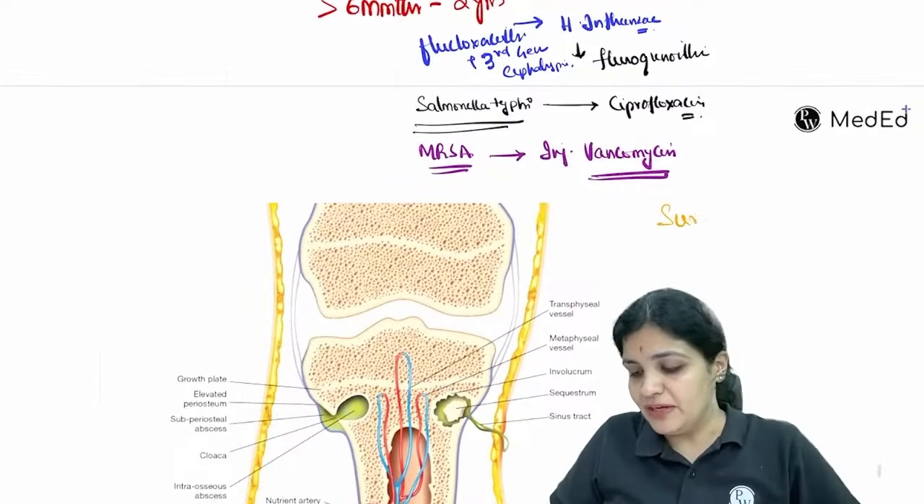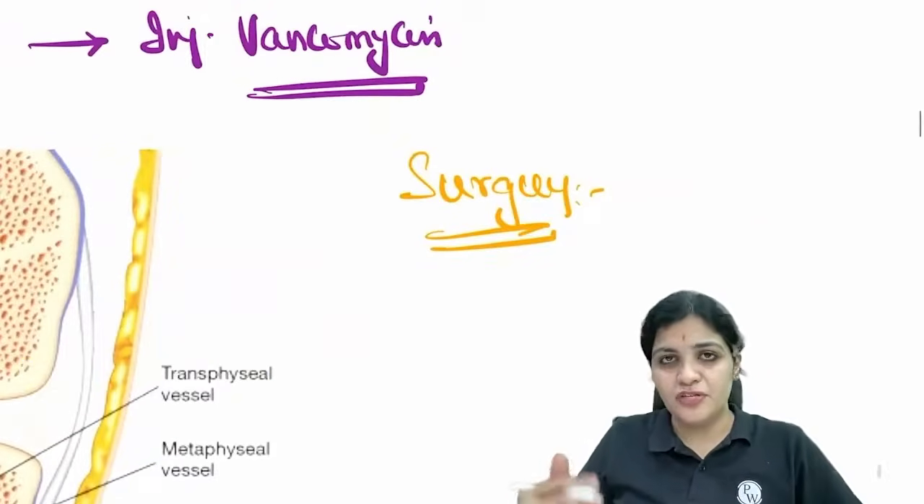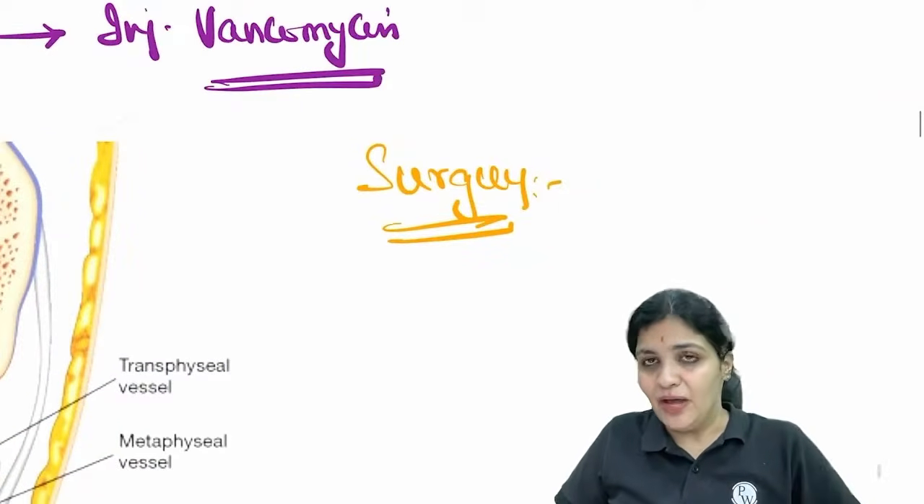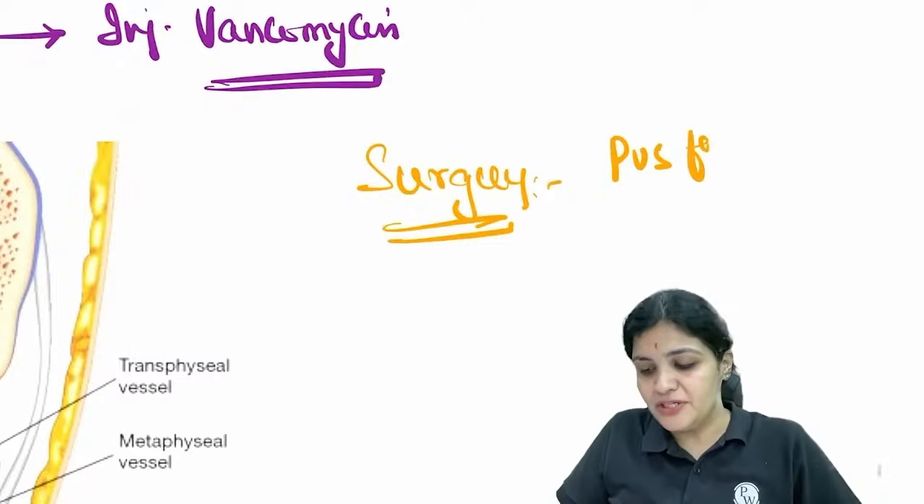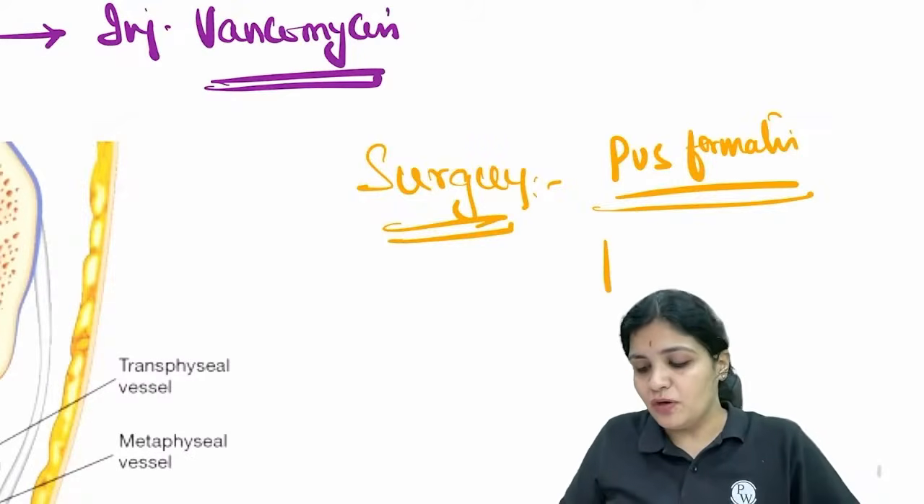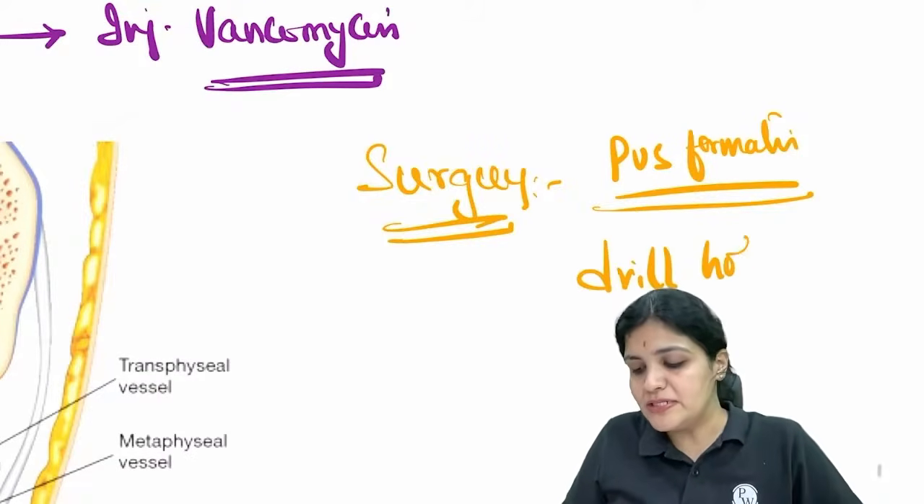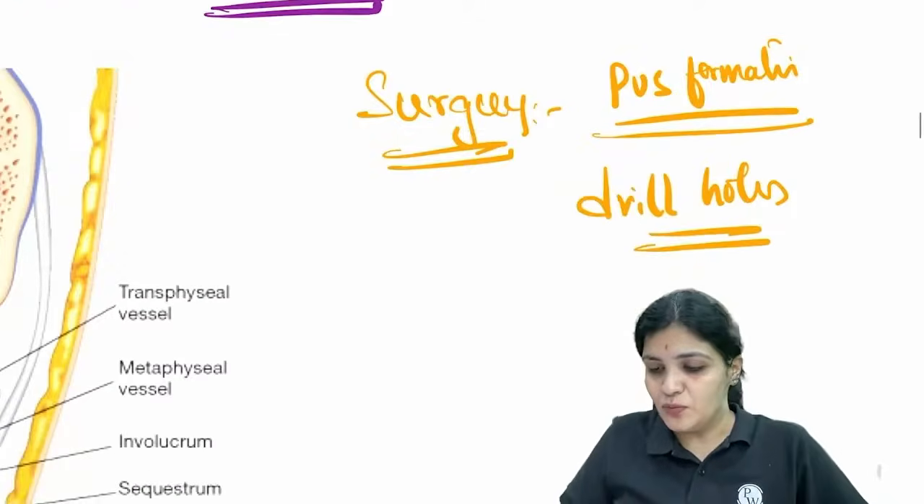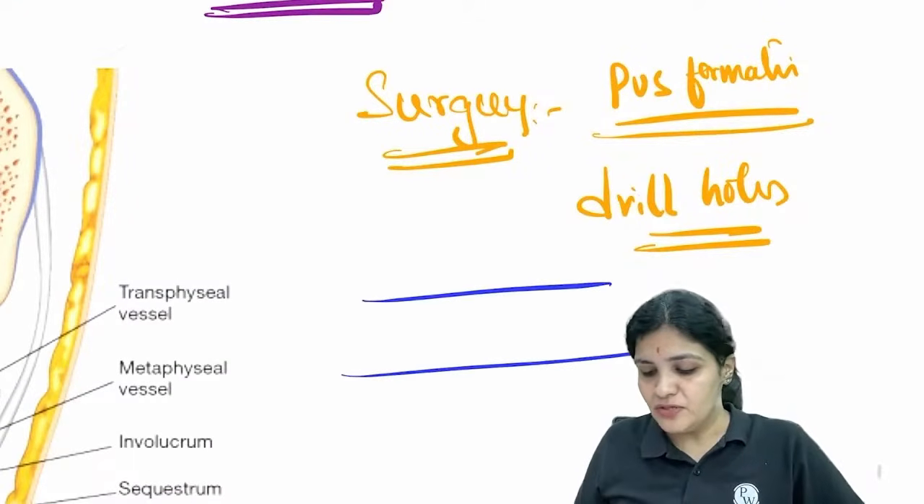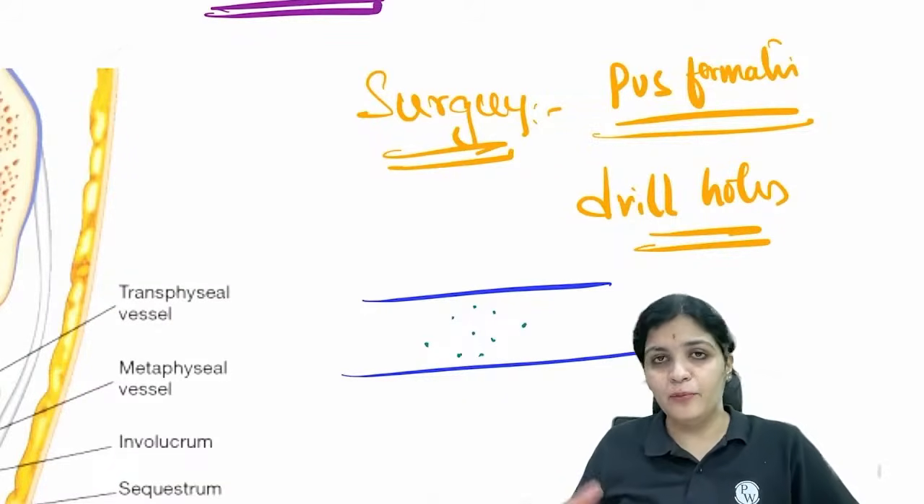Whenever it comes to surgery, you still have to wait and see the response to the antibiotics, and if you still have any doubt of pus formation, this has to be removed. So pus formation has to be removed. What we do is drill holes in the bone so that the pus will completely drain. So if this is your bone, you're going to drill the holes here, and these holes will remove the pus.